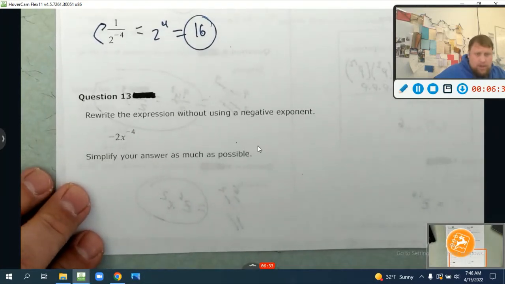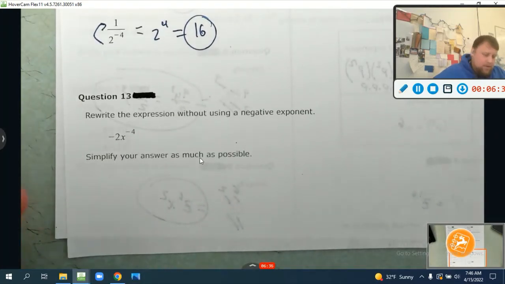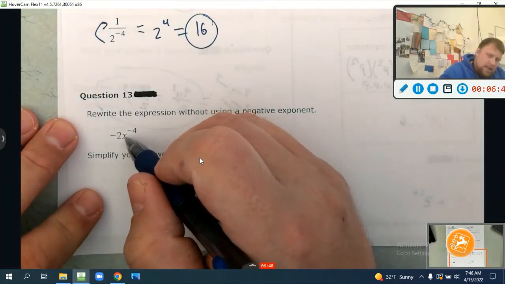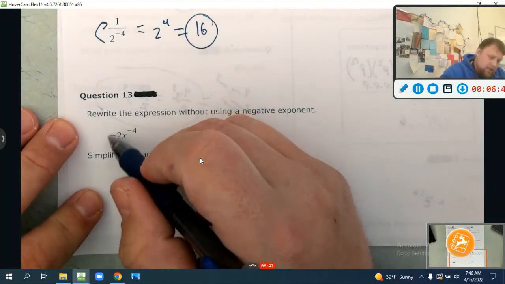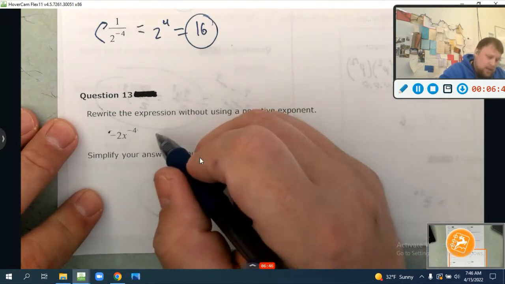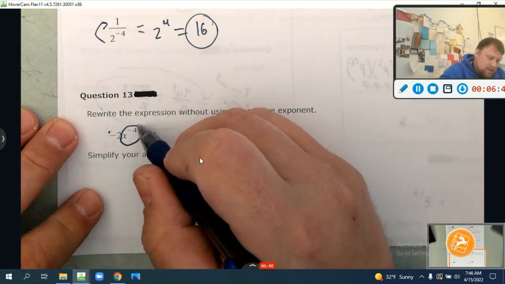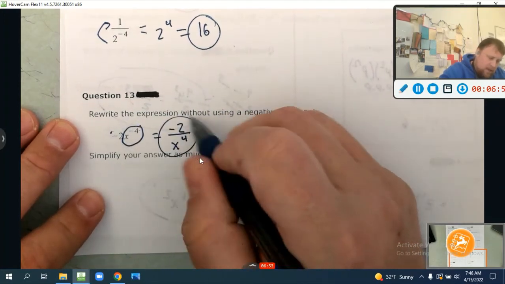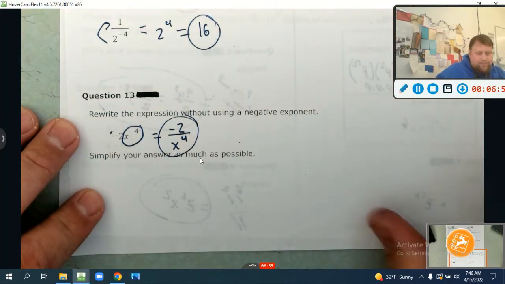Rewrite the expression without using a negative exponent. Now, we're going to have a negative answer, but not a negative exponent. This negative 4 is only attached to the x, not the negative 2. There would have to be parentheses around it to be attached to the negative 2. It's not. So we're just moving this to the denominator, and this is going to equal negative 2 over x to the 4th. And that's as simplified as it gets.